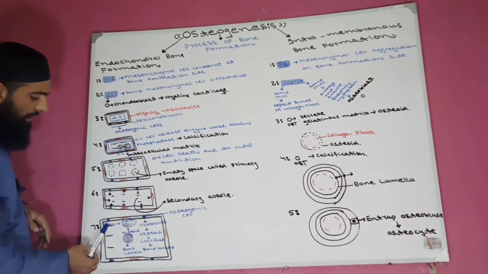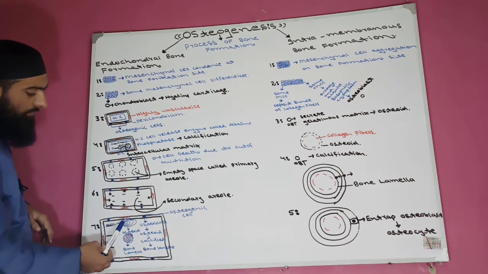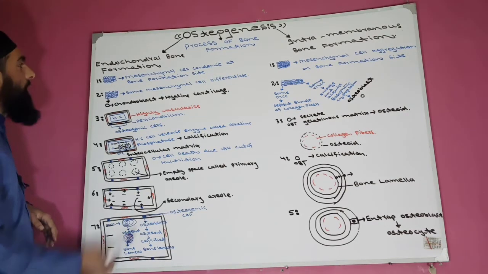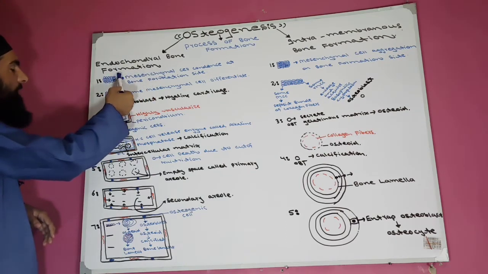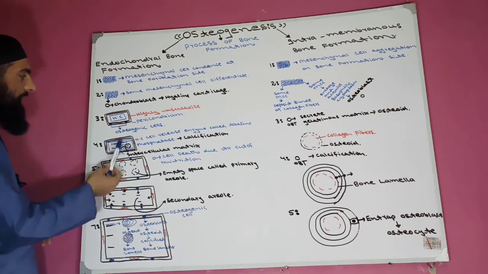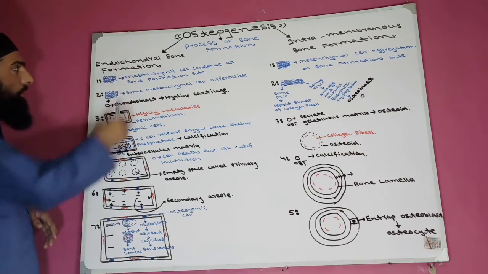In seventh step, the osteogenic cells change into osteoblasts, and osteoblasts arrange on the walls of calcified matrix and form the osteoid, which is gelatinous matrix. And again, the osteoblasts cause the calcification of osteoid, and as a result, there will be lamellar bone. Endochondral bone formation starts from mesenchymal cell, in between the hyaline cartilage is formed, and at the end, the lamellar bone is formed. This is the endochondral bone formation.